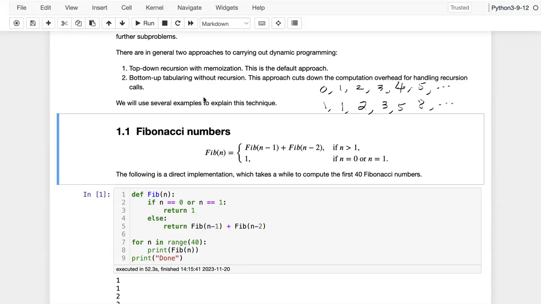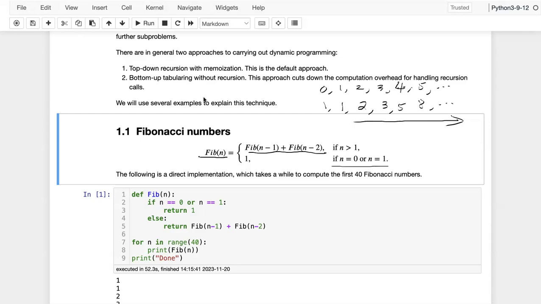Right? So you can just go in this direction as far as you want to go. So in general, the definition is the following recurrence relation. Fib of n is equal to 1 when n is equal to 0 or n is equal to 1. And when n is greater than 1, then it will be the summation of the previous 2 numbers, which is fib of n minus 1 plus fib of n minus 2.